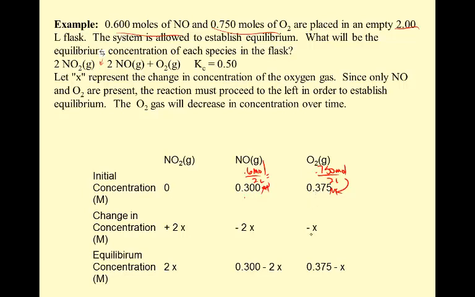So some of this is going to go away, X amount, coefficient 1. Some of this is going to go away, 2X amount. So initially, here's what we have. What's the change going to be? Well, some of this is going to go away, that's minus X. Some of that's going to be minus 2X because there's a 2 and a 2 in the balanced equation. And then if this is going away, this is forming, and there's 2 times, so it's 2x.